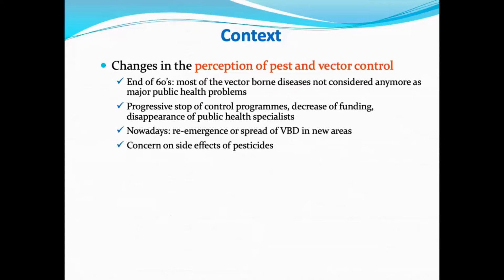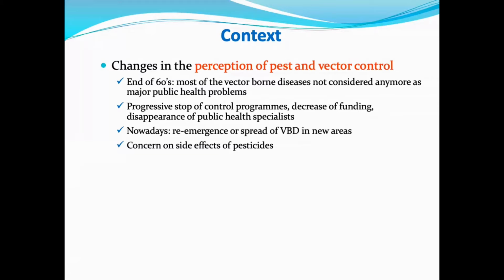Okay, a few words about the context. There is a change in the perception of the pest and the vector control. At the end of the 60s, most of the vector-borne diseases were not considered anymore as a major problem in Europe. The control programs that did exist in the past in Europe were huge programs against malaria or against Aedes aegypti also, at the early 20th century. They stopped progressively, with a decrease of funding and the disappearance of the public health specialists.